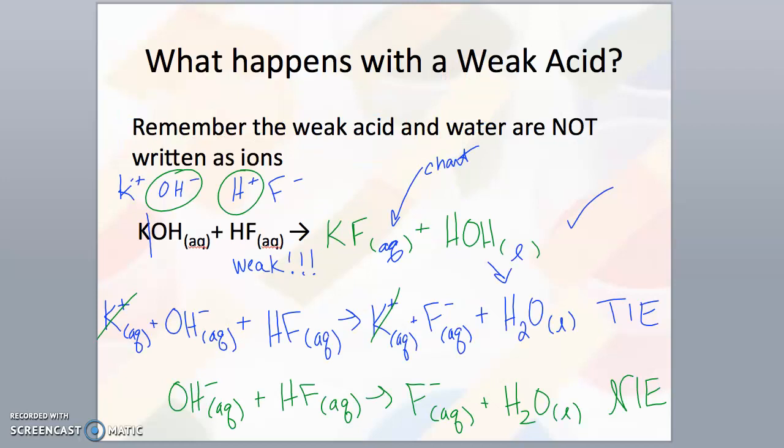You should be able to follow along with this slide. I recommend trying this on your own, starting with just the reactants. Use this as your answer key. HF is a weak acid, so it is not written as ions.